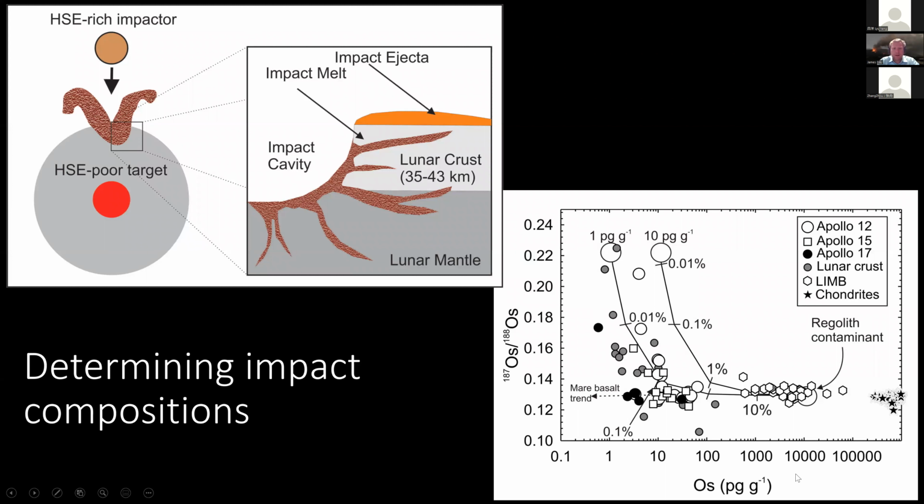This is just a simple diagram of osmium, picograms per gram, versus the osmium isotopic composition. And this is actually real data from the moon. What these models are showing is that if you have very low contents of osmium, in this particular case in the moon, that are very radiogenic relative to the impactor materials, then you can very easily calculate the percentage of impactor material that's been added. And if you know the composition of those impactors, you can begin to tease out what they might have been.